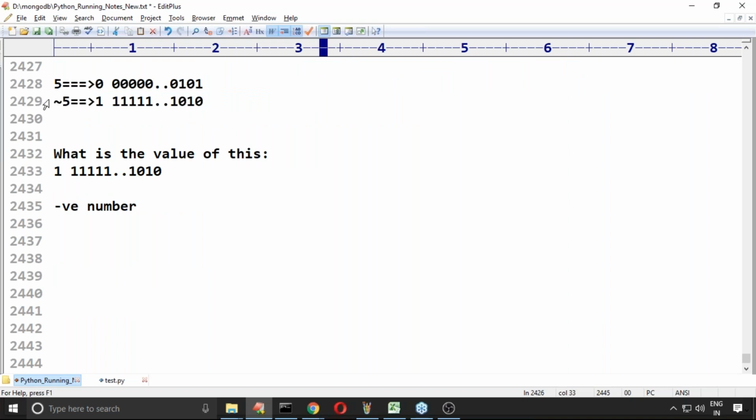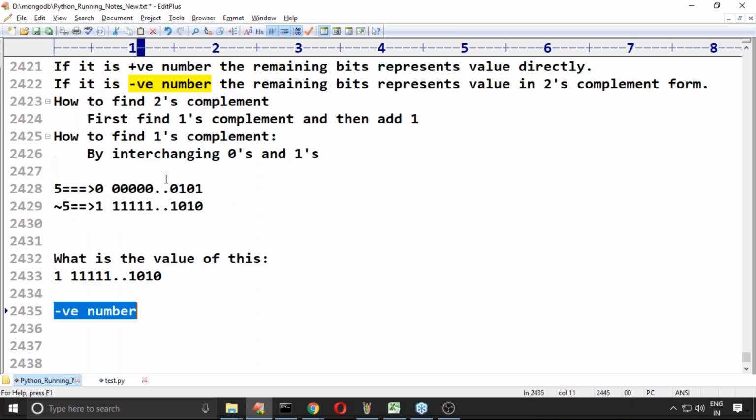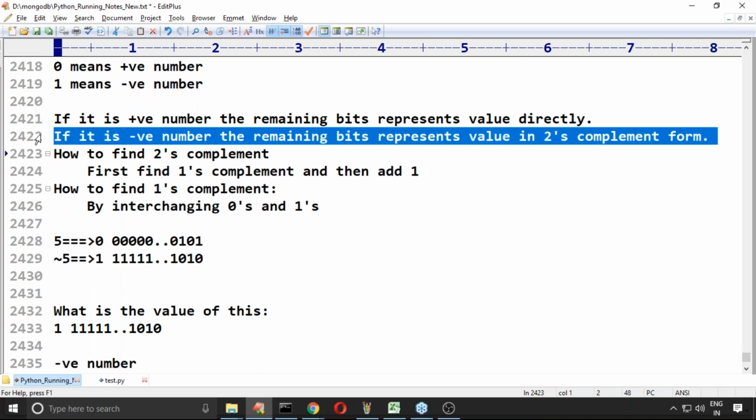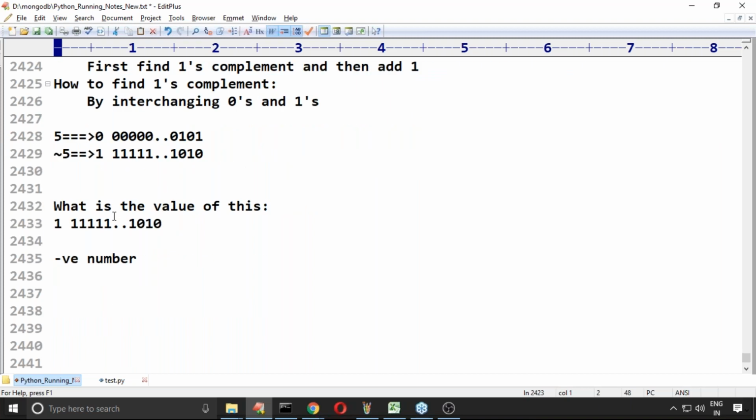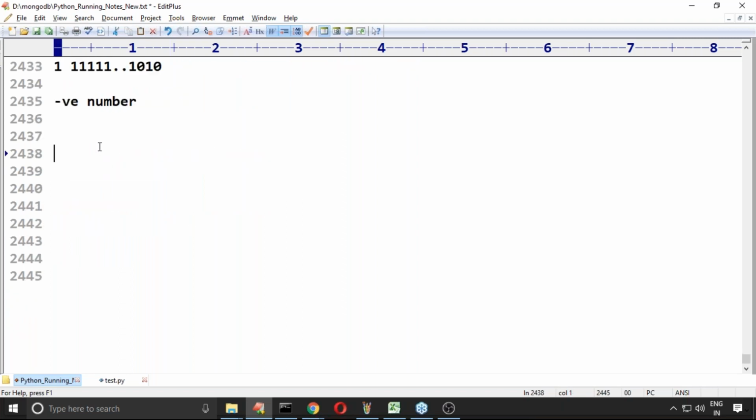Now observe this. After applying complement of 5, this is the value. In this, the first bit is 1. That's why it is a negative number. If it is a negative number, the remaining bits represent the value in 2's complement form. How to find the 2's complement? Anyone, can you please tell how to find 2's complement?